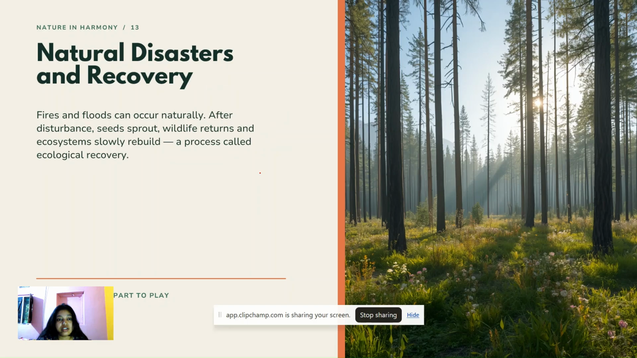Natural disaster and recovery. Fires and floods can occur naturally. After disturbance, seeds sprout, wildlife returns, and ecosystems slowly rebuild, a process called ecological recovery.